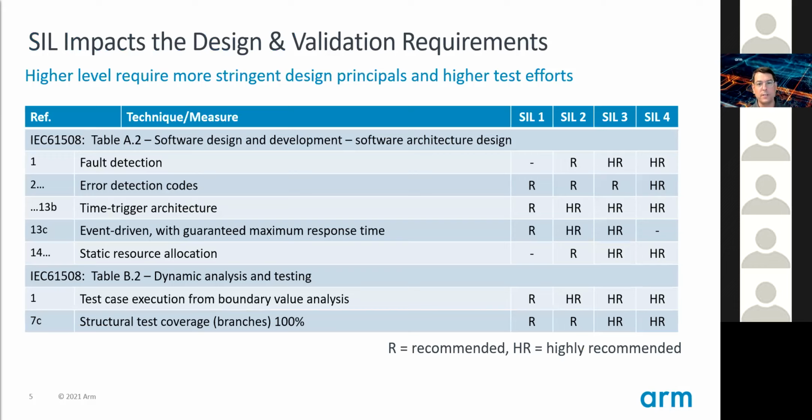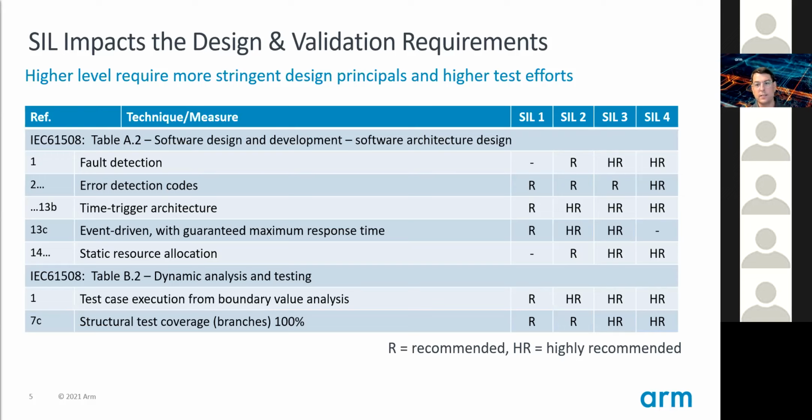Table A2 is about software design and development. Table B is about testing. Depending on the SIL level, you need to apply certain techniques. They might be recommended or highly recommended. When going through the qualification process with your certification body, it will be very tough to negotiate a highly recommended measurement away. This table shows that higher levels have higher requirements.